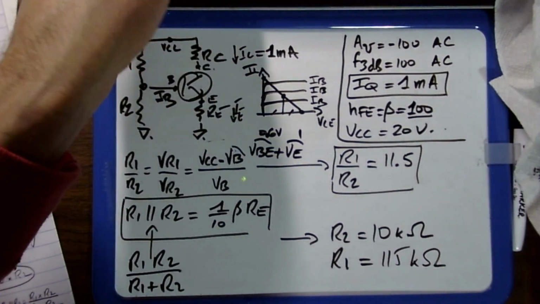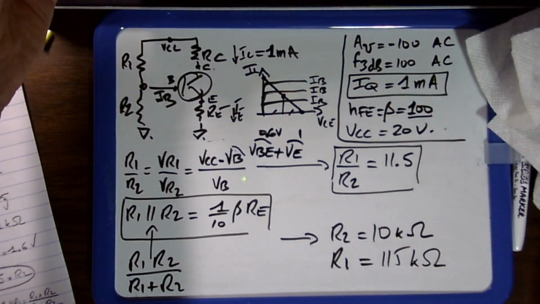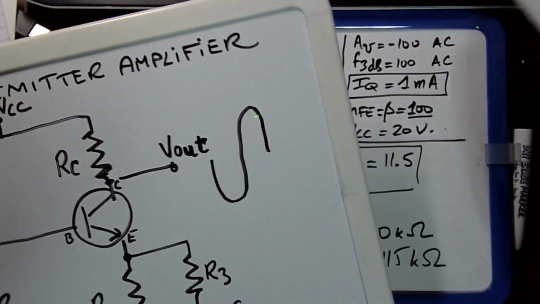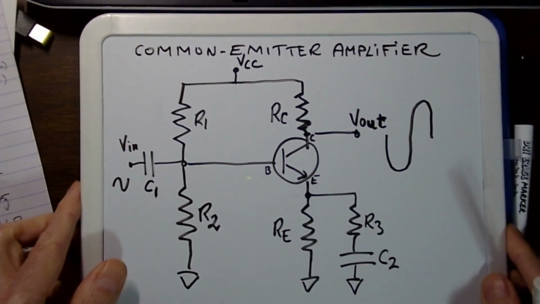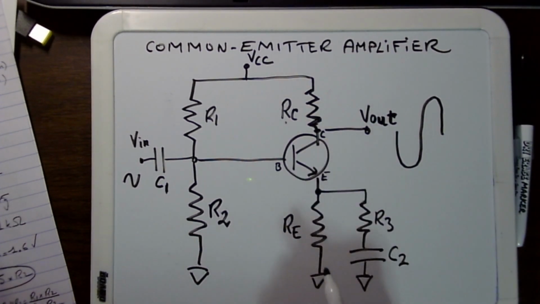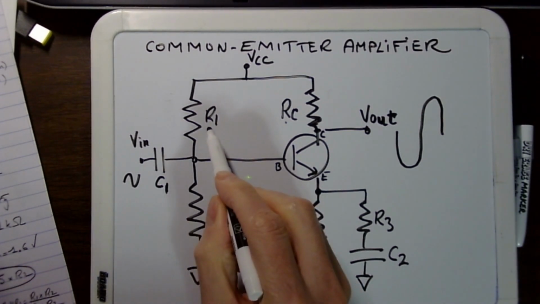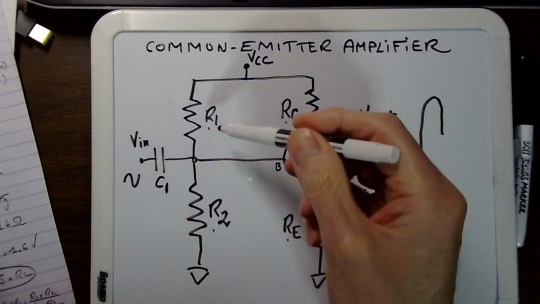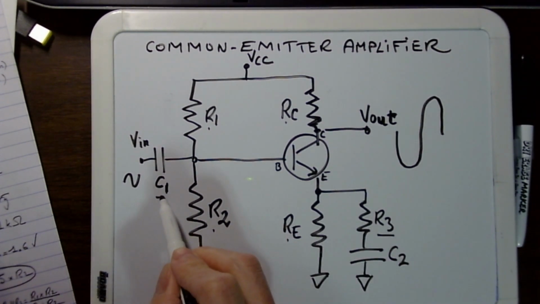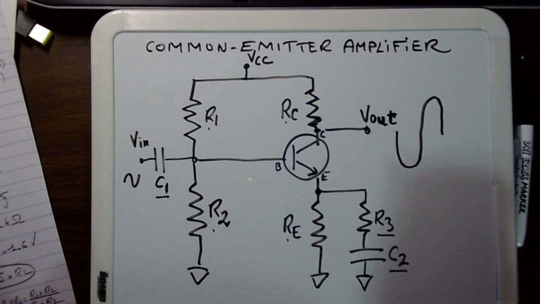So at this point, if we go back to the original circuit, we computed RC, that's done. We got RE, so that's done. And we just got R1 and R2. So all that's left is computing R3, C1, and C2, and we're going to do that in the next video.